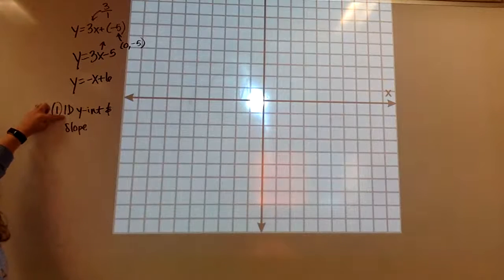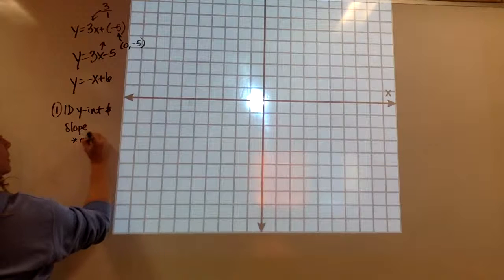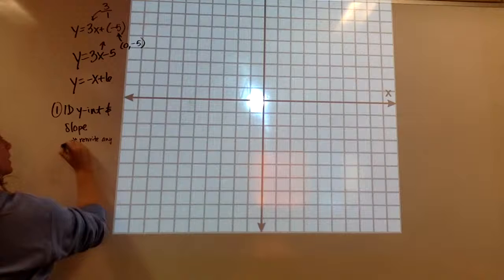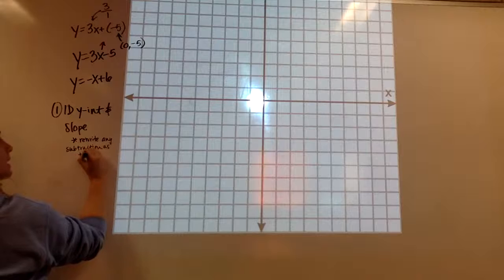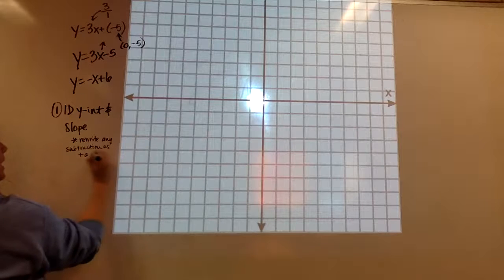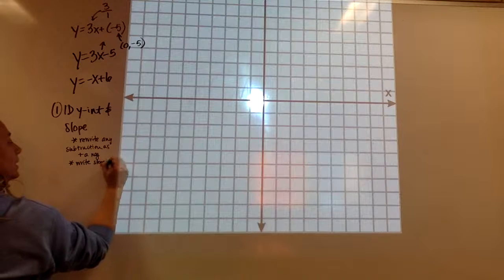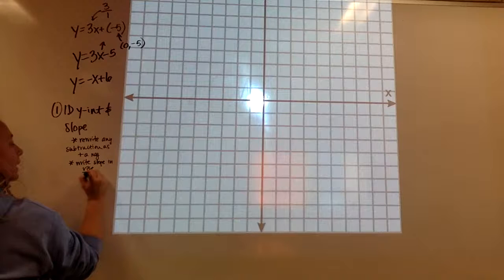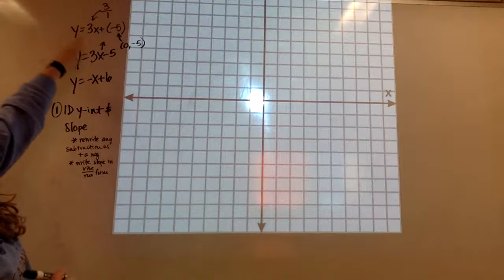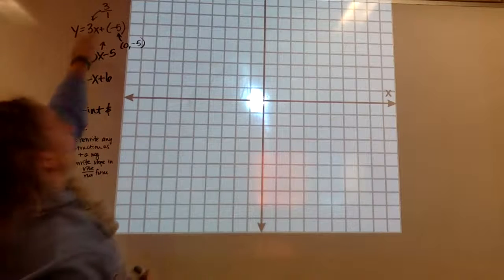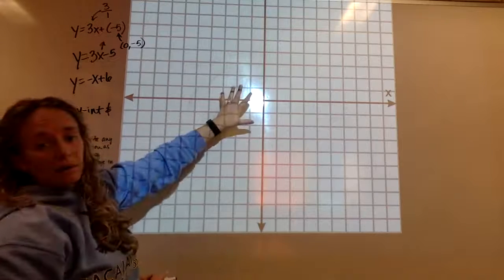So when I'm IDing my y-intercept and my slope, a couple of hints that I'm doing: rewrite any subtraction as plus a negative number and write slope in rise over run form. So my equation, 3x plus a negative 5, I can see my slope is 3 over 1, and I can see my y-intercept is (0, negative 5). So now I'm going to start to graph it.